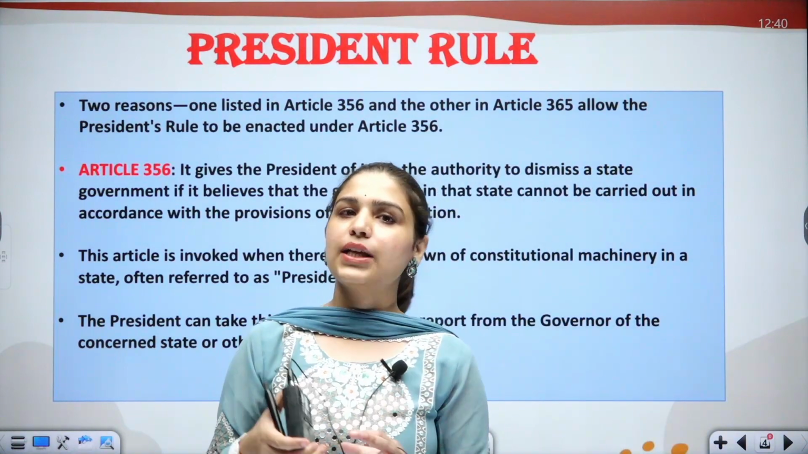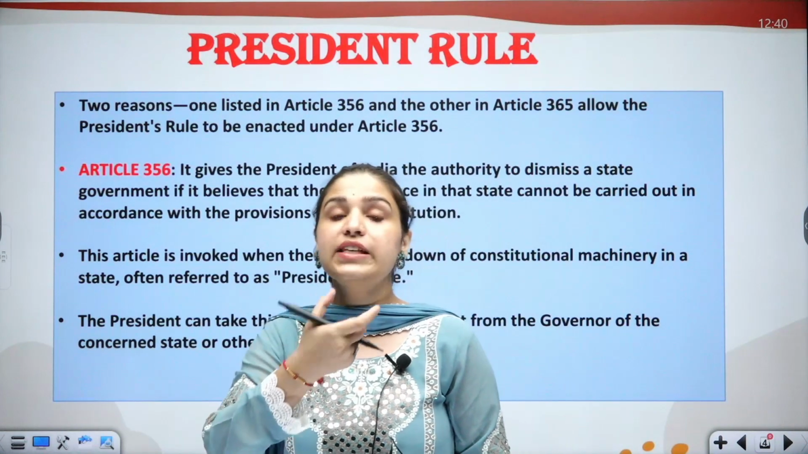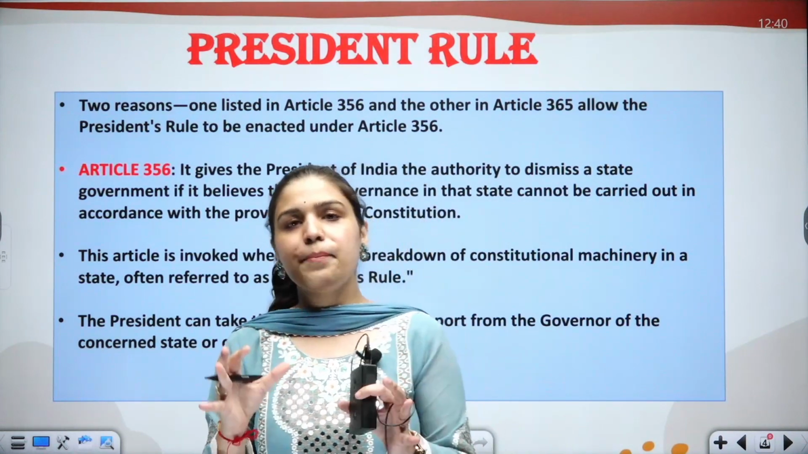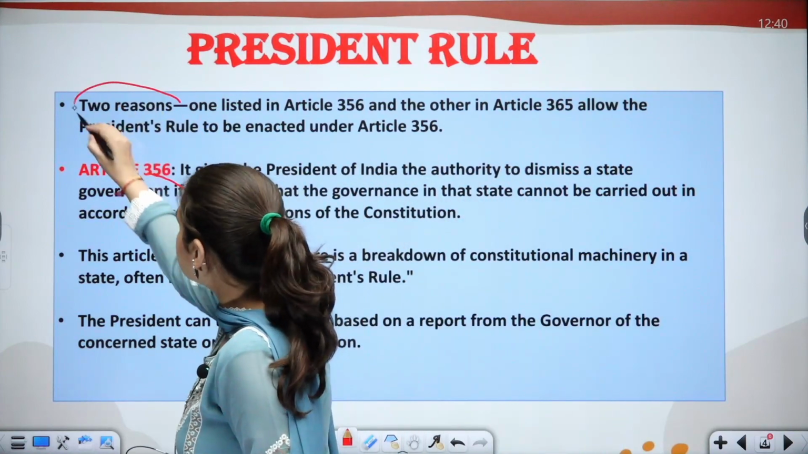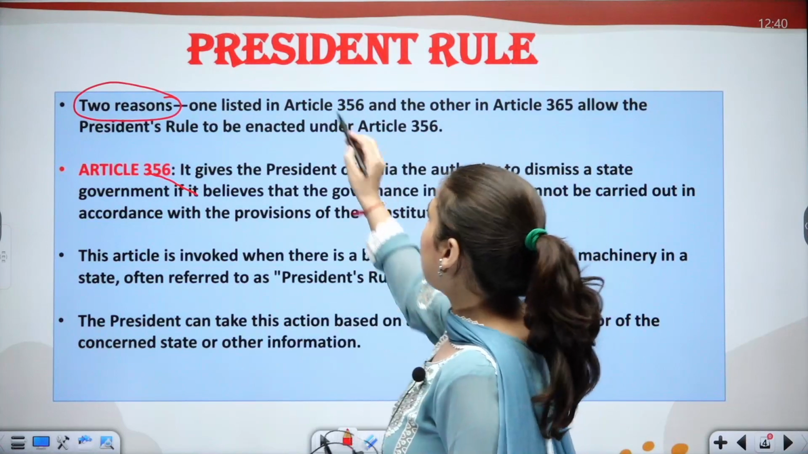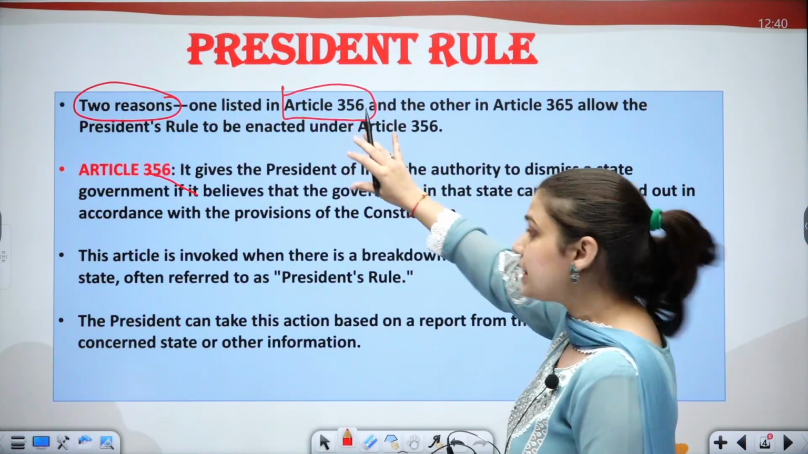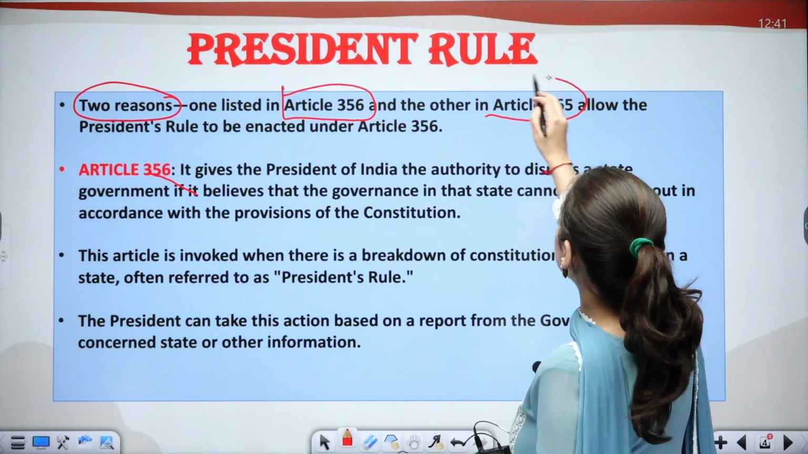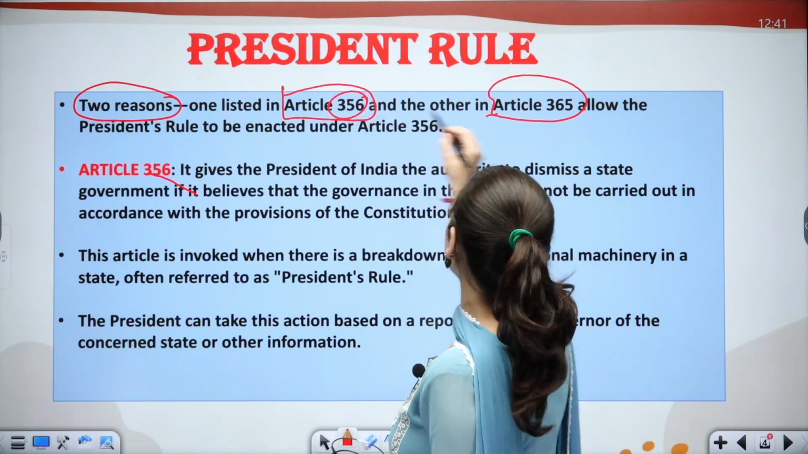Now let's begin with the lecture about President Rule. First of all, we'll see the articles under which President Rule can be imposed. There are two articles under which this rule can be imposed. One of them is Article 356, and the other is 365. You can easily remember it as 3, 6, 5.